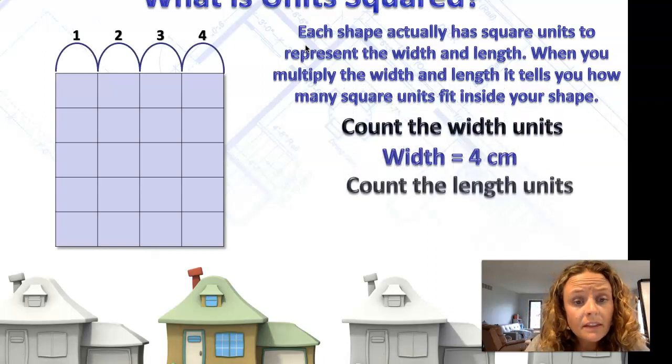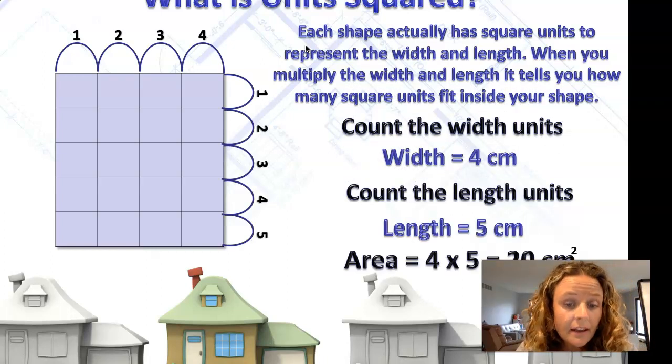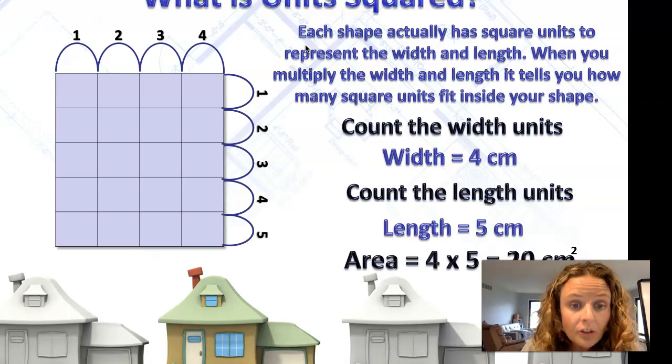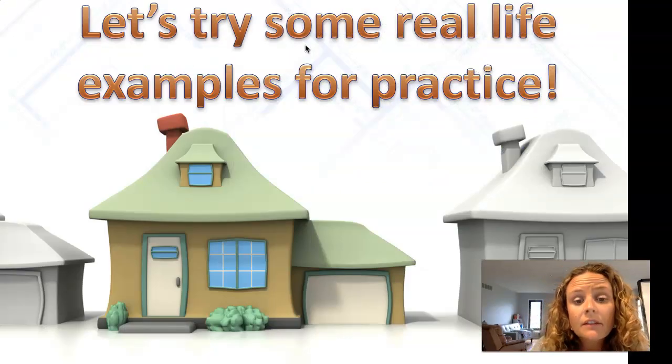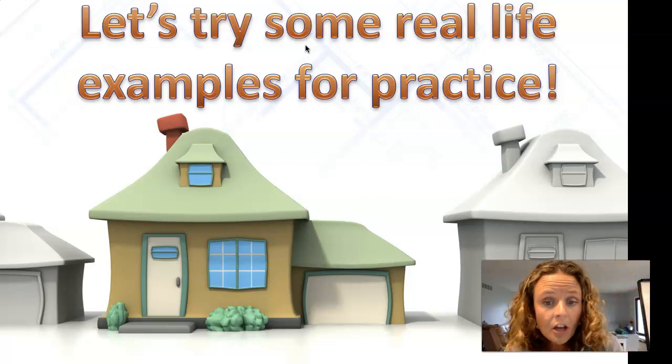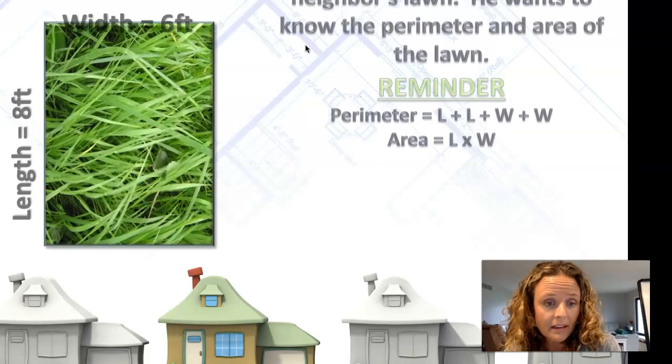So if we count the width, it's 4 columns. We count the length, it's 5 columns. 4 times 5 is 20 centimeters squared. There's 20 squares in there. So let's try some real life examples for practice. Here's where you're going to need your paper and pencil to practice along with me.